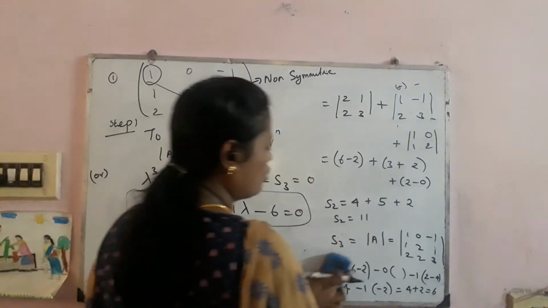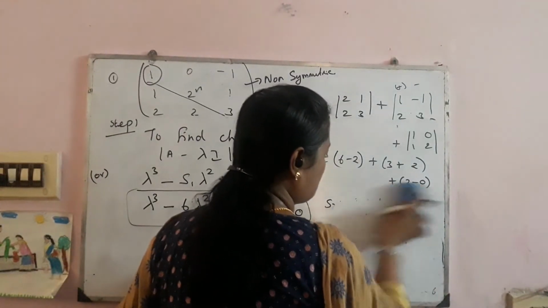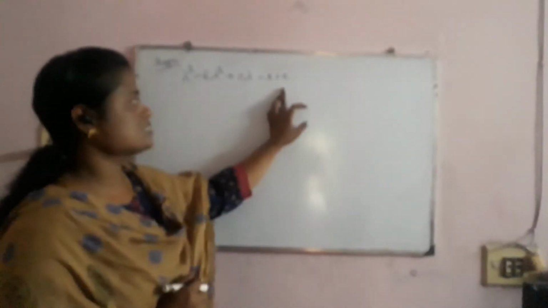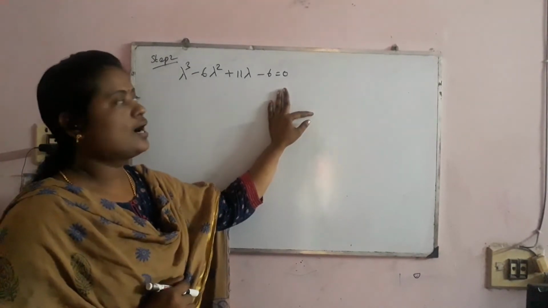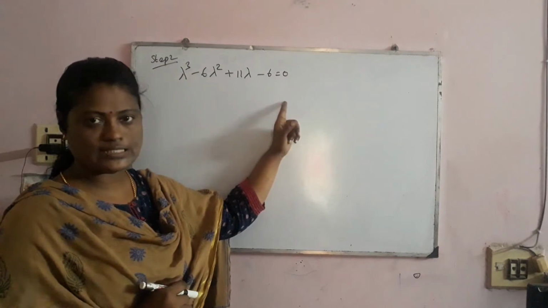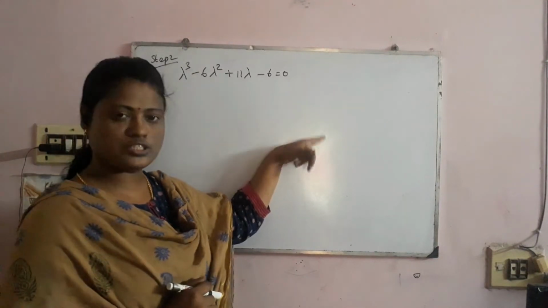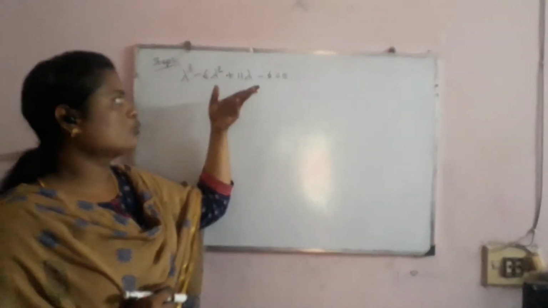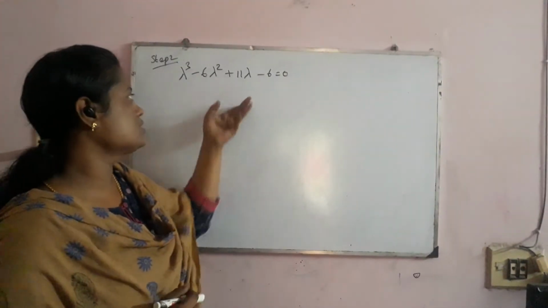Now we will see how to find the characteristic roots. Step 2: to solve the characteristic equation, we will get your eigenvalues. So, solving the characteristic equation, we will get some roots. The roots are called characteristic roots. They are called eigenvalues. Now, we'll see how to solve this equation.